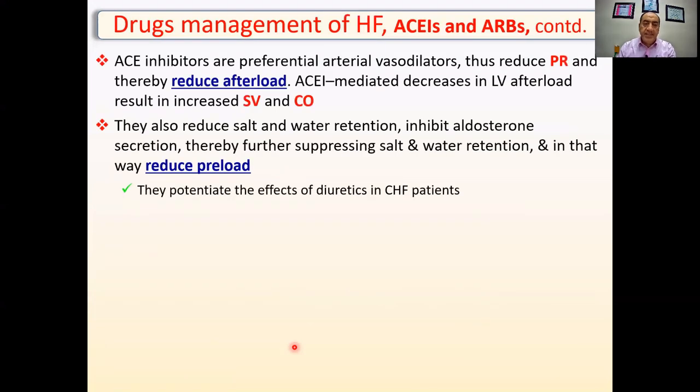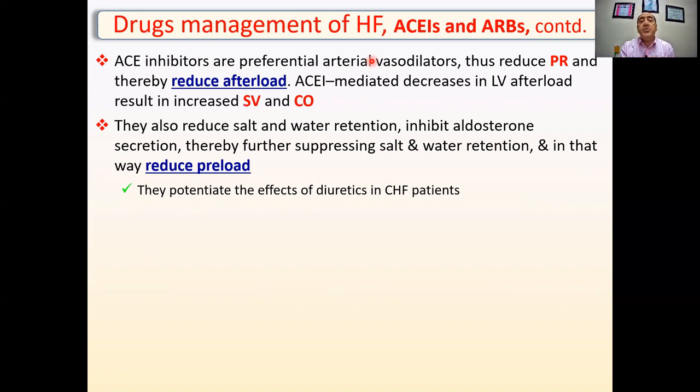The first class is the ACE inhibitors, angiotensin converting enzyme inhibitors. The angiotensin converting enzyme is an enzyme that converts angiotensin 1 into the more potent angiotensin 2 and then to angiotensin 3. Both have similar effects. These drugs are preferential arterial vasodilators. If I dilate the arteries, this will give the heart more chance to pump blood into wide blood vessels. So this will increase the stroke volume and decrease afterload, of course.